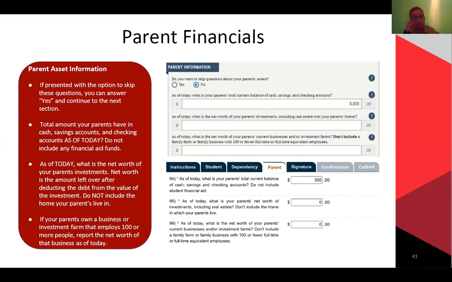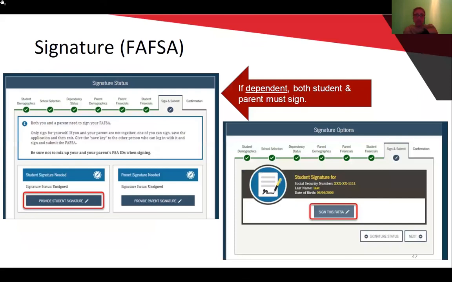And then the third asset question here is if your parents are self-employed, if they own a business that employs 100 or more employees, they need to report a net worth for their business or farm. If they own a business or a farm, but they employ less than 100 people, then you report a value of zero here. And with that, it concludes my section of the questions, and it actually concludes the parents' 2019 financial information. And I'm turning it over to the next presenter.